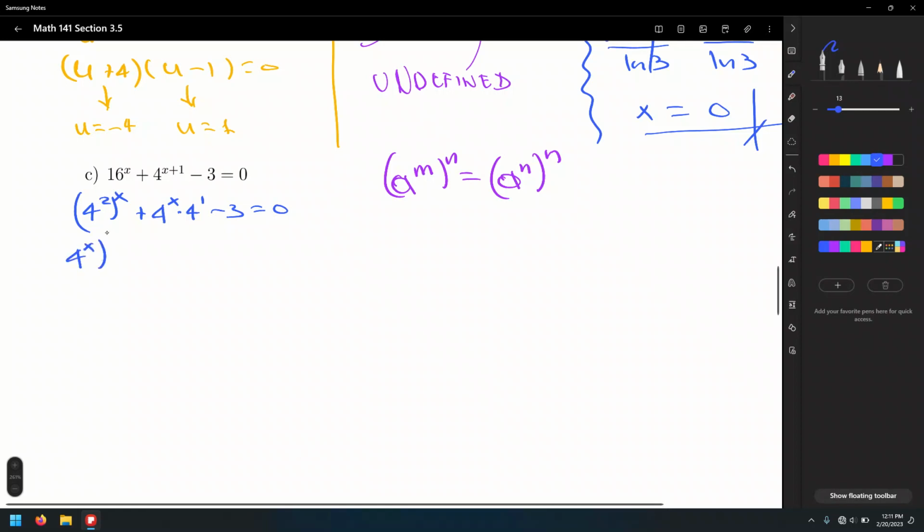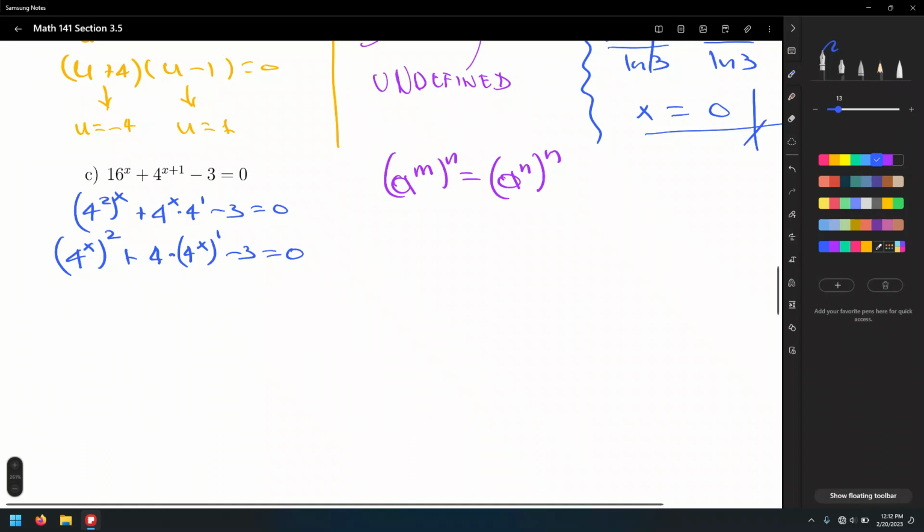All right? So I'm going to interchange these two exponents here. 4 to the x power to the second power plus 4 to the first power times, in the reverse order, 4 times 4 to the x power. I'm just going to put parentheses. And we are going to have a power 1 minus 3 equals 0. From here we can see that quadratic pattern.